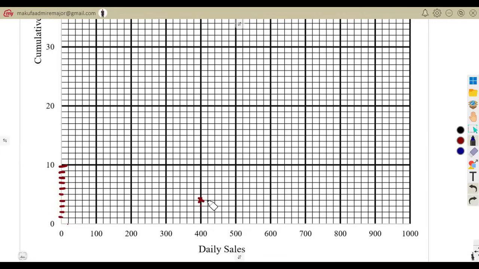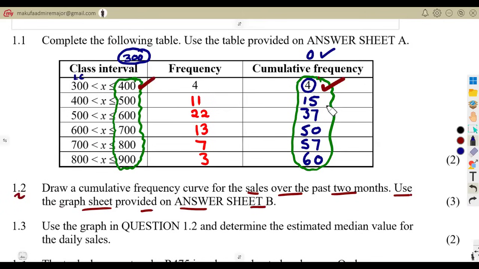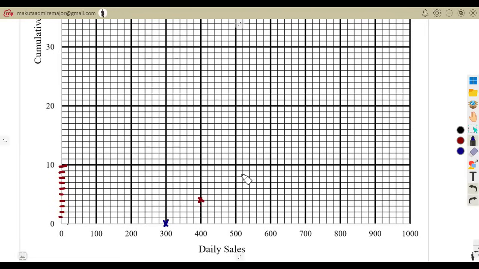So that's 300 versus what? 300 versus 0, like this, so that our graph is starting from the ground going up. All right, so let's move on, guys. We had 400 versus 4. The other one, 500 versus 15. All right, so that's 500 versus 15.